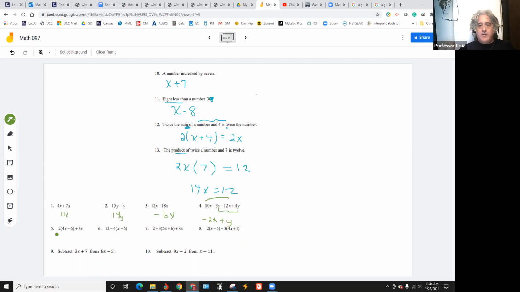So this one takes a couple of steps. You've got 8x because you've got 2 times 4x, and 2 times minus 6 is minus 12, and then plus your 3x. Once the parentheses are gone, then we can put the like ones together. So it's 8 plus 3.